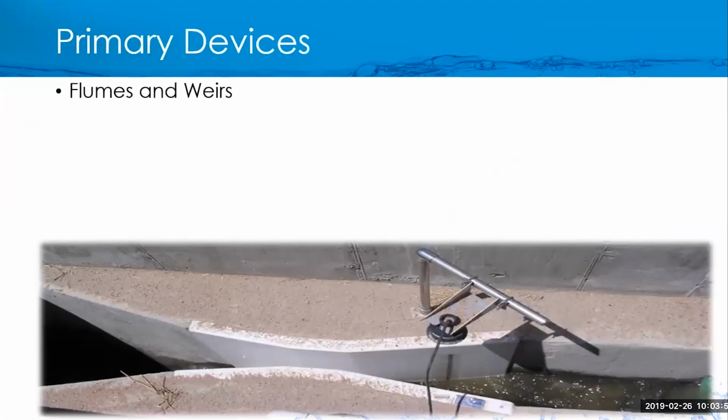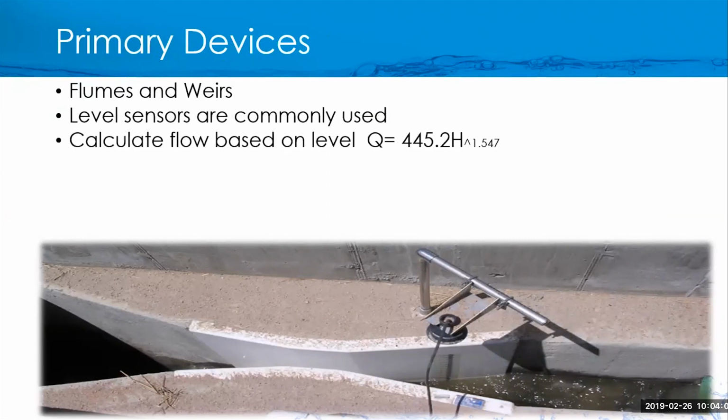So in your collection system, you may have primary devices in permanent applications, which could be a Weir or a Flume. And primary devices are used with level sensors, which could be ultrasonic sensors as shown below, or a bubbler, or the commonly used sensor types. And with a primary device, we calculate the flow. So we use the level, multiply it by the height, and then the constant is dependent on the type of Weir or Flume that you're using.